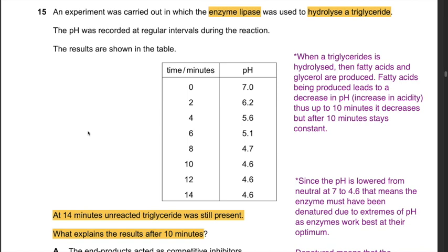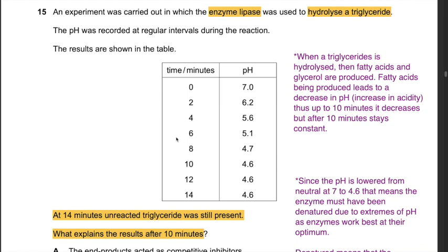But after 10 minutes it stays constant. And why does it stay constant? That is what we have to find out over here. Since the pH is lowered from neutral, that means pH 7 is neutral. So if it is lowered from neutral to 4.6, that indicates the enzyme must have been denatured due to the extremes of pH, as enzymes work best at their optimum pH. So if the pH decreases rapidly from 7 to 4.6, that means it must have altered the enzyme. In other words, the enzyme must have been denatured.